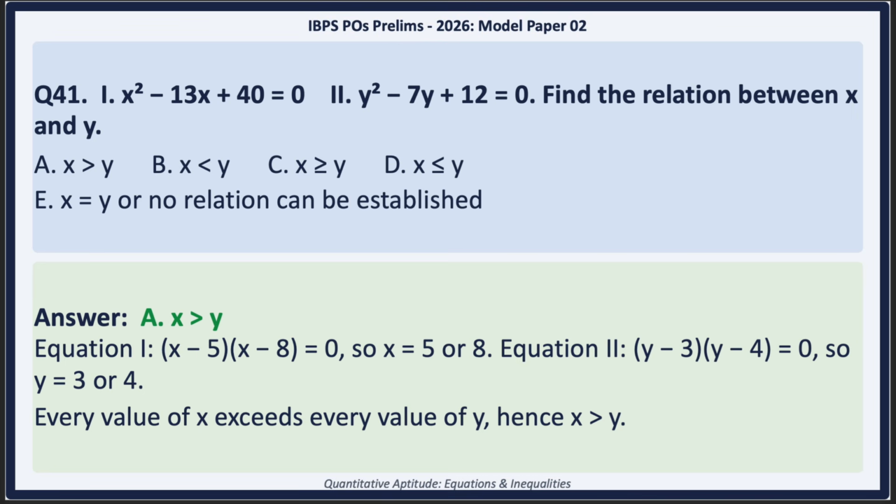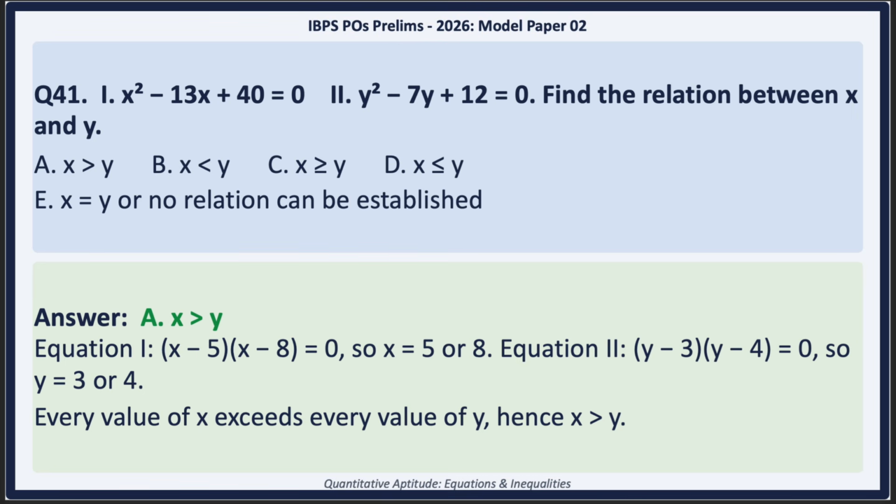You're basically finding the absolute heaviest and lightest each side could possibly be, and then seeing how the scale tips. Okay, let's look at question 41. The x equation is x squared minus 13x plus 40 equals 0. The roots there are 5 and 8. The y equation is y squared minus 7y plus 12 equals 0. The roots are 3 and 4.